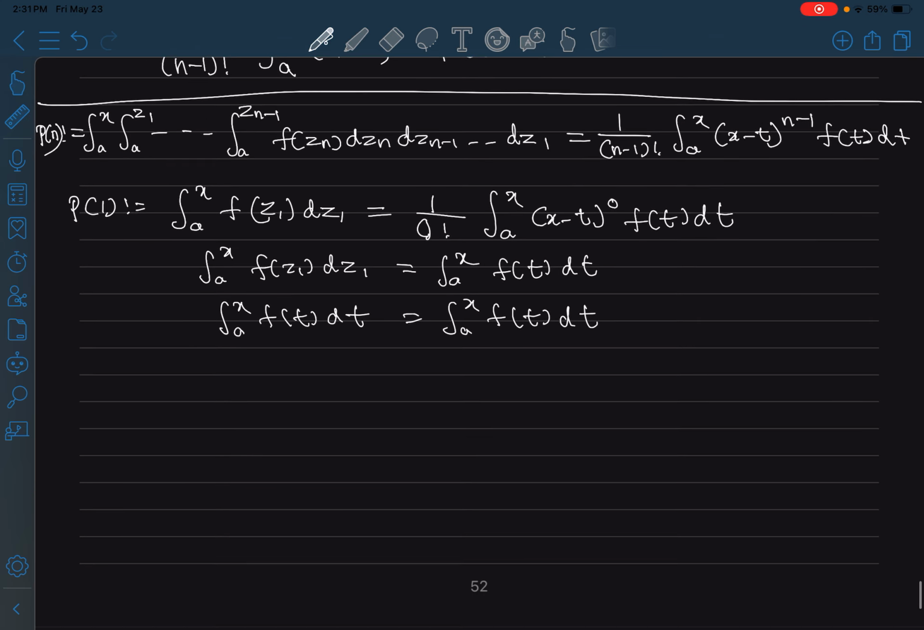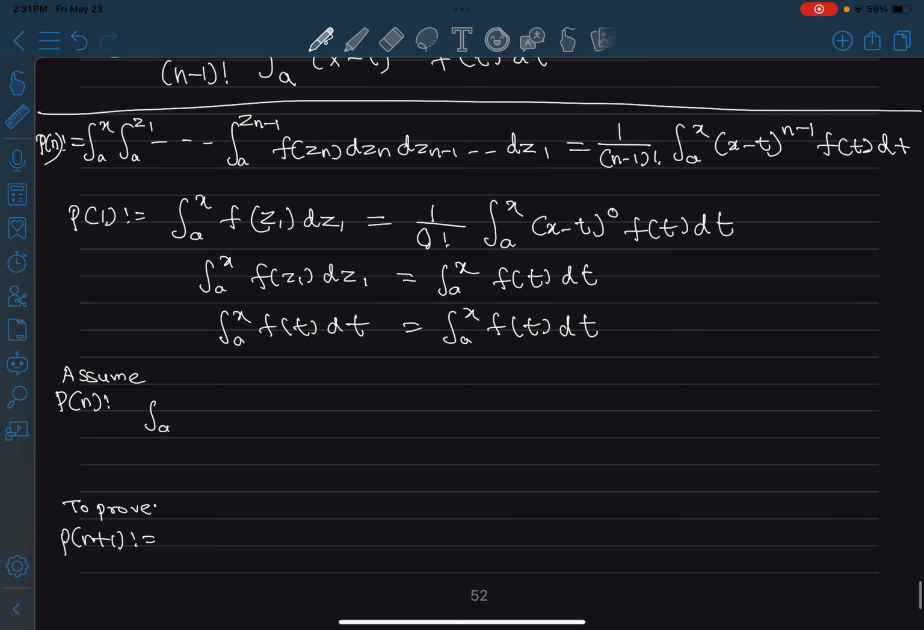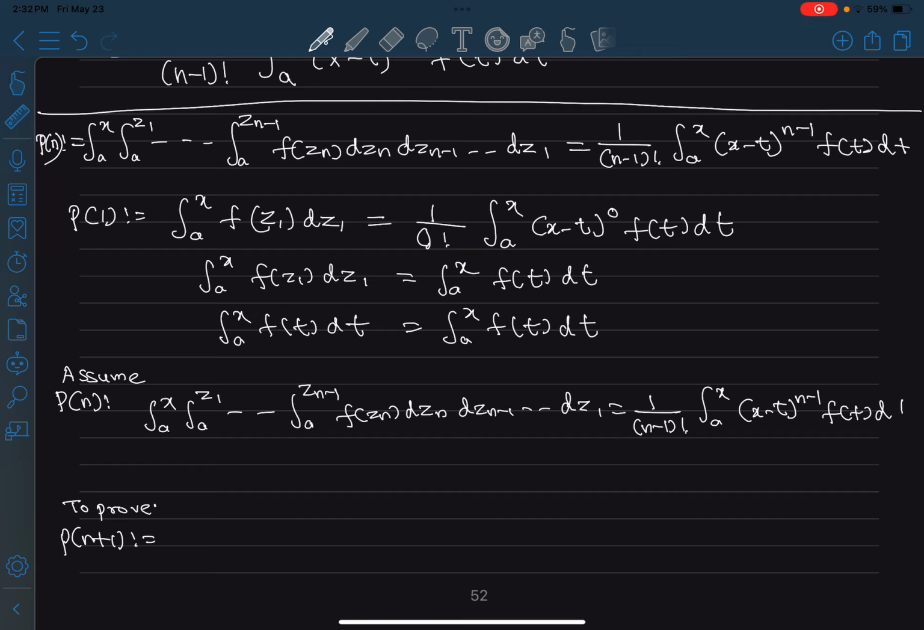Now what we do is we assume that P of n is true and try to prove P of n plus 1. Okay, so assume, and to prove, right? So let's see what we're assuming. We're assuming that this integral over here, a to x, a to g1, up to a to g sub n minus 1, f of gn, and all this up to dz1, is equal to 1 by n minus 1 factorial, a to x, x minus t to the power n minus 1, f of t dt.